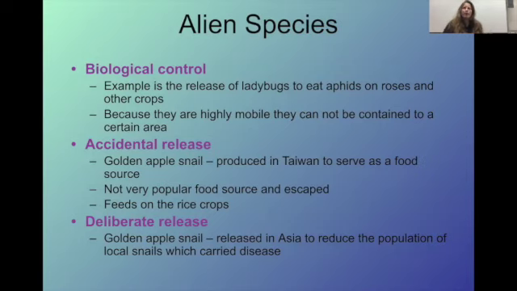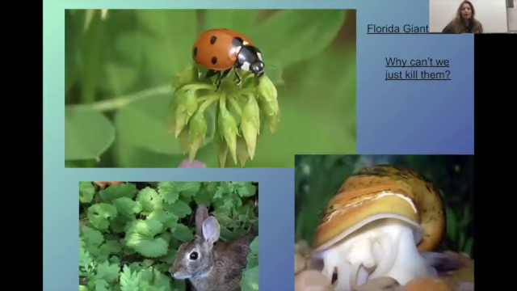The problem is rice is a staple of the Taiwanese diet, and now these golden apple snails, which were supposed to be food, were eating the main food source. And then deliberate release: they took the golden apple snail and put it into rice paddies in Southeast Asia to reduce the population of local snails that were carrying disease, not realizing that these snails would wipe out rice paddies. Great videos here. The giant Florida snails, like the palm of your hand. So definitely watch the videos.